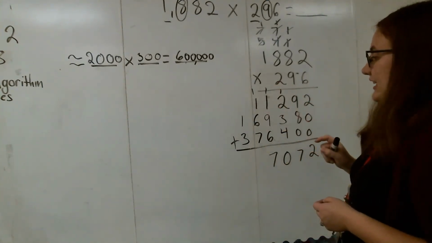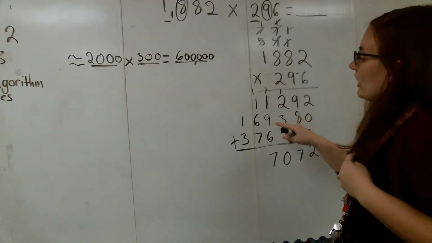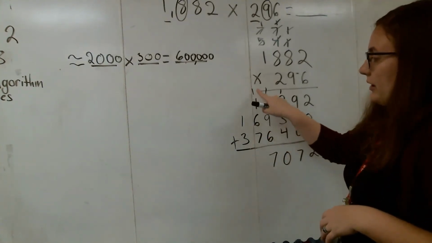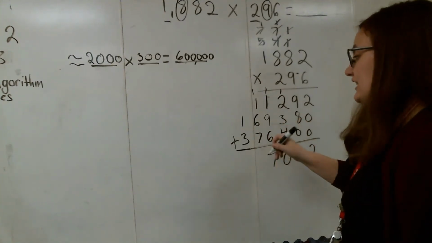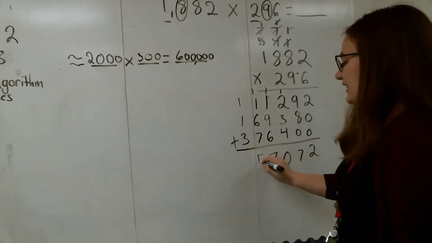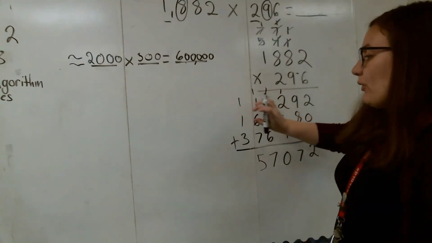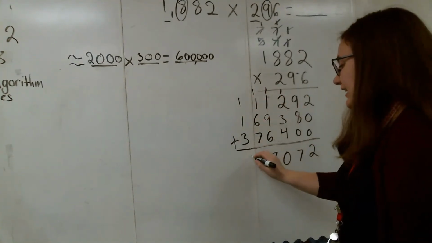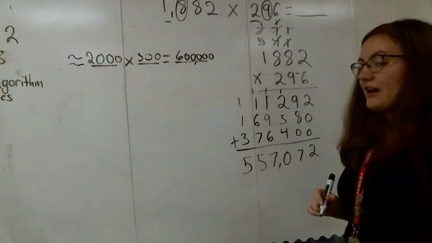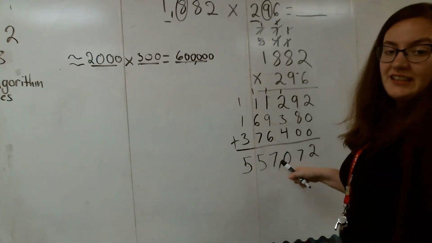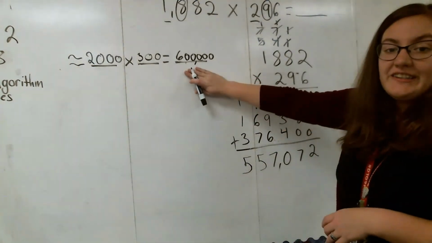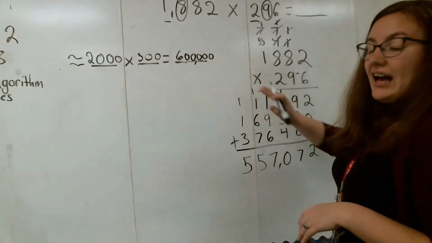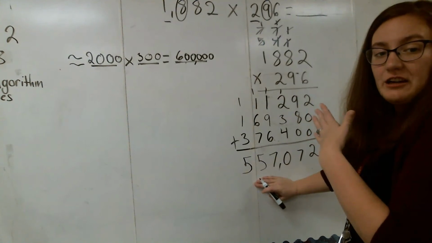And then down here, we could do 6 plus 1 plus 1, which gives us 8, and 8 plus 7 is 15. Carry the 1, leave the 5, and finally, 1 plus 1 is 2, 2 plus 3 is 5. And that gets me my final answer of 557,072.